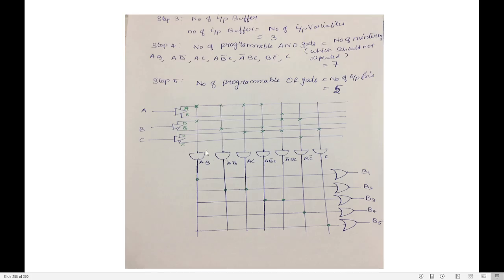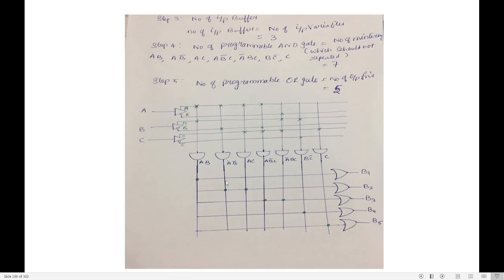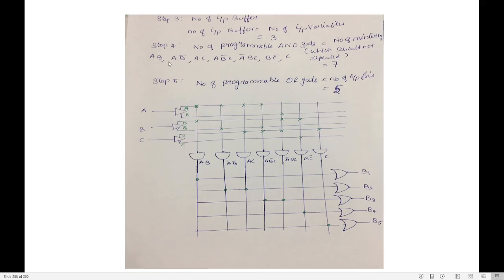Okay. Now, what is the first AND gate? What is the first function? AB. What is the second function? A, B bar. What is the third one? AC. So, write all the minterms here. It is AB, AB bar, AC, AB bar C. Write the minterms which you have generated here: 1, 2, 3, 4, 5, 6 and 7. So, write all the minterms here.